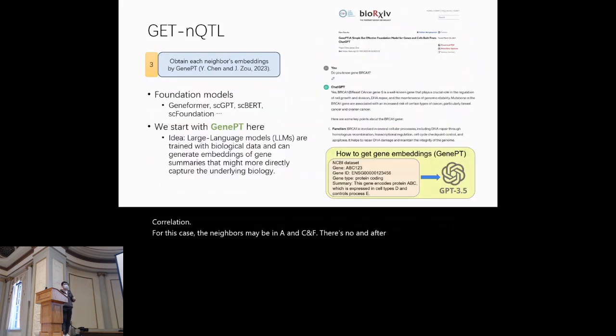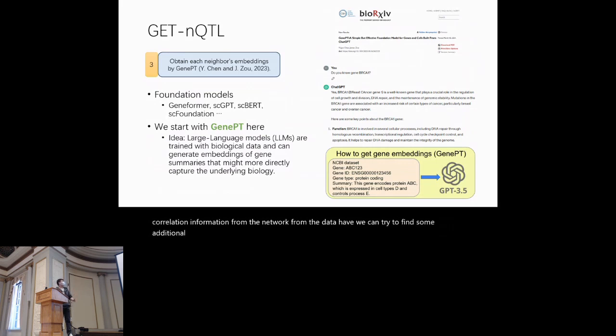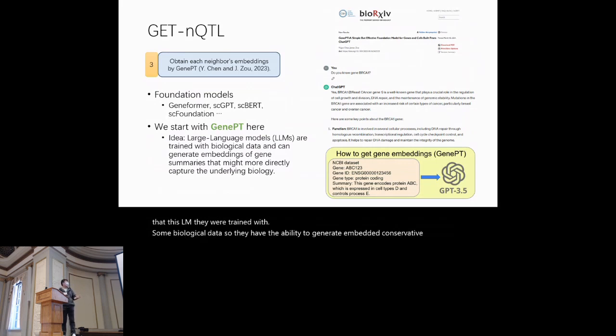After we get the correlation information from the data we have, we can look for some additional information source. In the last year or this year, there have been a lot of foundation models in the single-cell data area, such as scGPT and so on. We try to start with GPT, since its idea is quite straightforward and very easy to use. I guess most of us have experience with ChatGPT. You can ask ChatGPT whether it knows some information about a gene, and it will give you a brief introduction to the gene, which indicates that these LLMs were trained with biological data, so they have the ability to generate quantitative embeddings that capture some underlying biology.